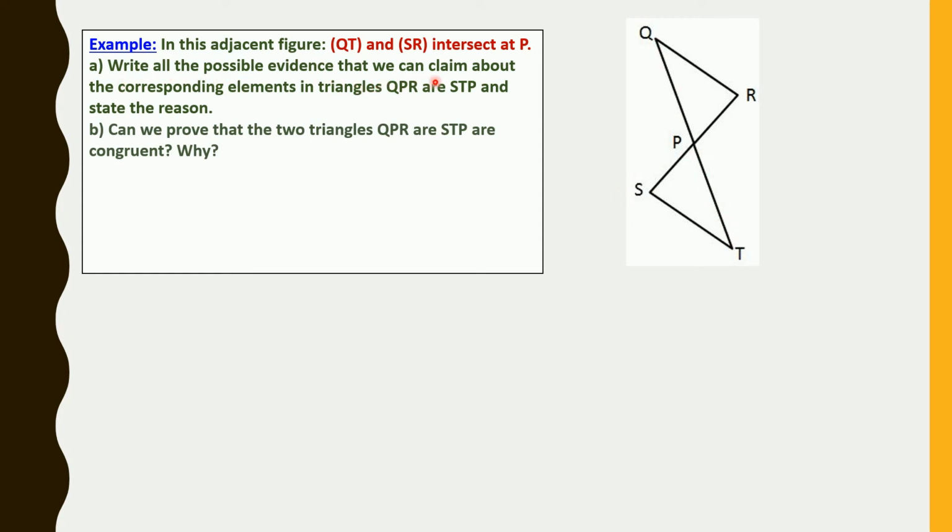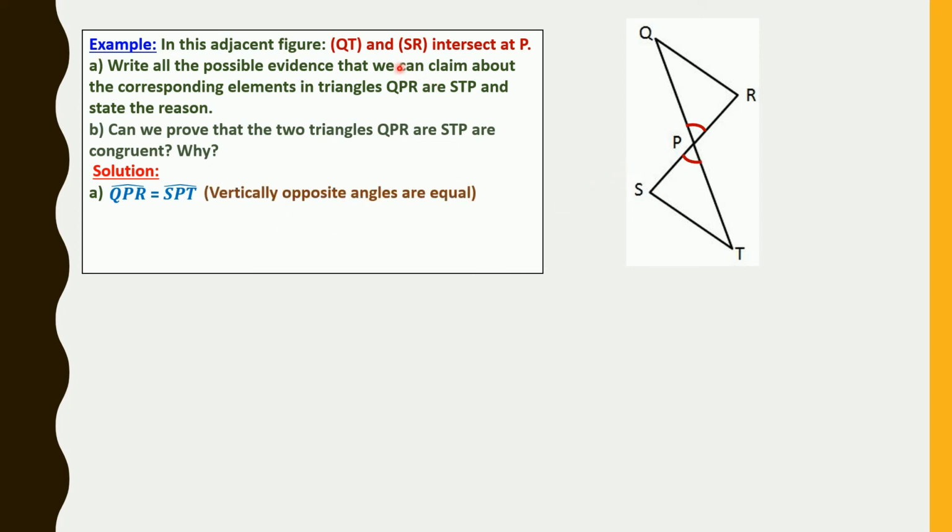Write all the possible evidence that we can claim about the corresponding elements in triangles QPR and STP, and state the reason. In this figure, we don't have any straightforward evidence, nor in the text. But the only information that I can see here is related to the two intersecting lines QT and SR. And I know that vertically opposite angles are formed by two intersecting lines. So I can claim in these two triangles that angle QPR equals angle SPT because they are vertically opposite. So solution: angle QPR equals angle SPT.